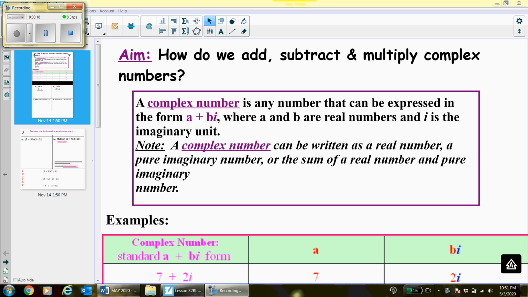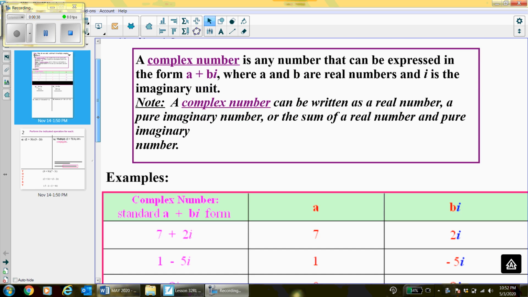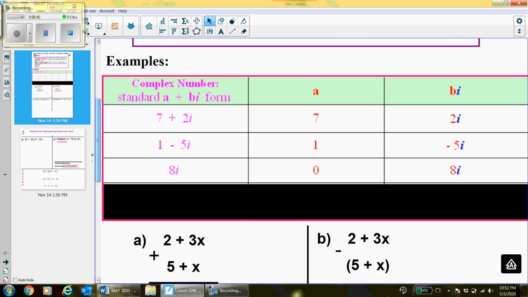A complex number is any number that can be expressed in the form a plus bi, where a and b are real numbers and i is the imaginary unit. Note, a complex number can be written as a real number, a pure imaginary number, or the sum of a real number and a pure imaginary number. So we're going to talk a little bit about what that means and what that looks like.